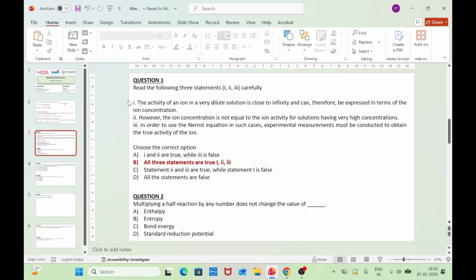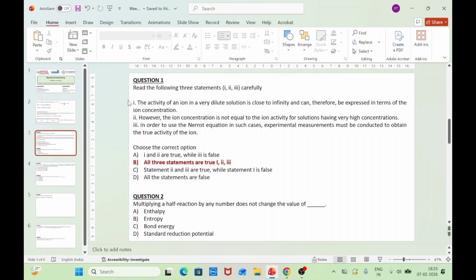And if the concentration of the solution is very high, then the activity coefficient and your ion concentrations cannot be equated. You cannot use ion concentration as a replacement for the activity coefficients. And under such limiting cases, if you have to use the Nernst equation to calculate the E of the cells, you have to calculate the true activity of the ions, and for that you need to perform electrochemical measurements.